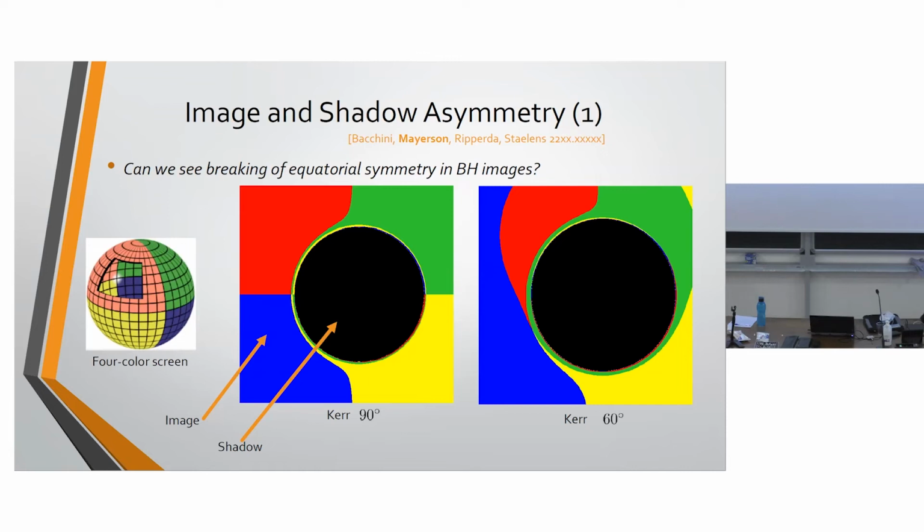Okay, so what is going to be my setup? Because I'm going to use these 4-color screens a lot, and if you haven't seen them before, it might be confusing. I'm going to imagine that the black hole that I'm looking at is at the center of the sphere here.